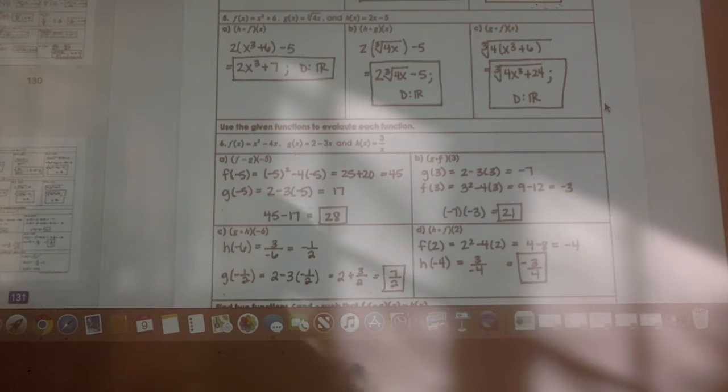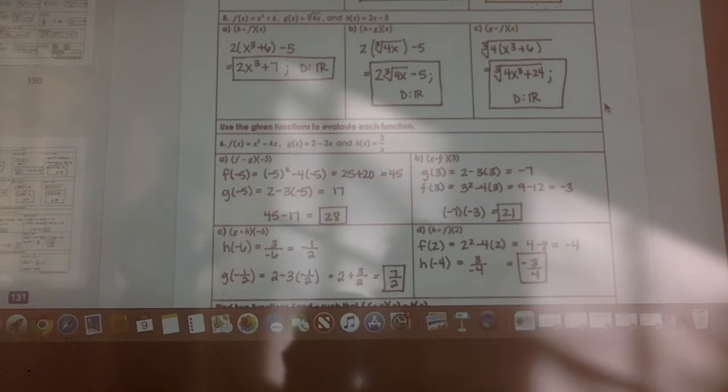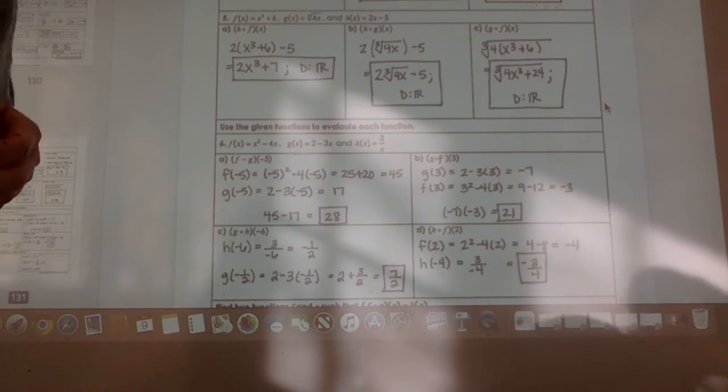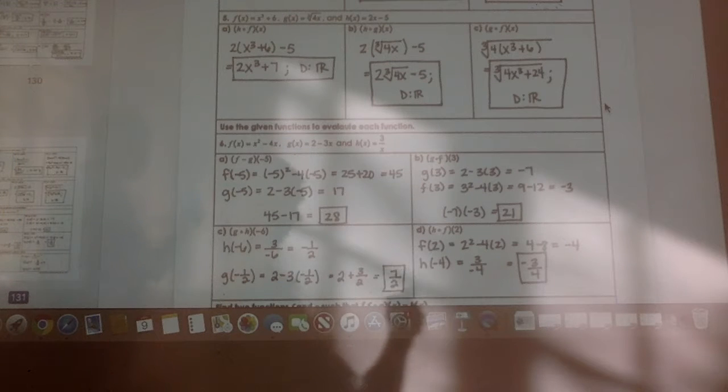And then these ones were composition. So these ones weren't the multiplication. These were g of f of x, h of g of x, f of g of x. So this was like what we learned at the very end of class last time. Good? Okay.